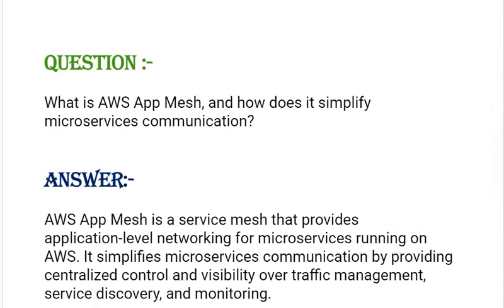Our next interview question is: what is AWS App Mesh and how does it simplify microservices communication? Your answer should be AWS App Mesh is a service mesh that provides application level networking for microservices running on AWS. It simplifies microservices communication by providing centralized control and visibility over traffic management, service discovery, and monitoring.